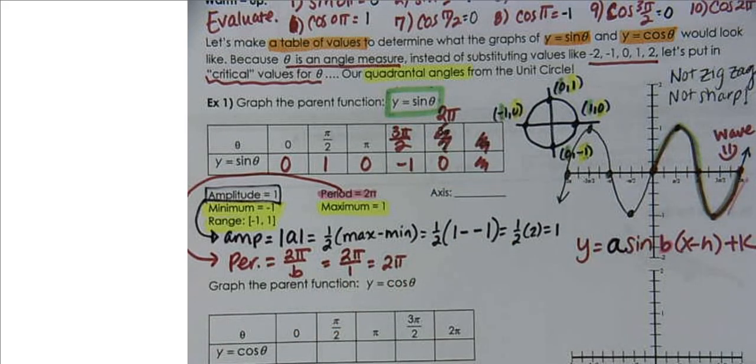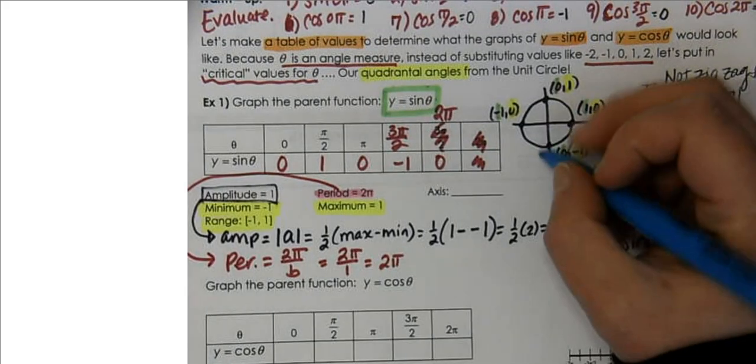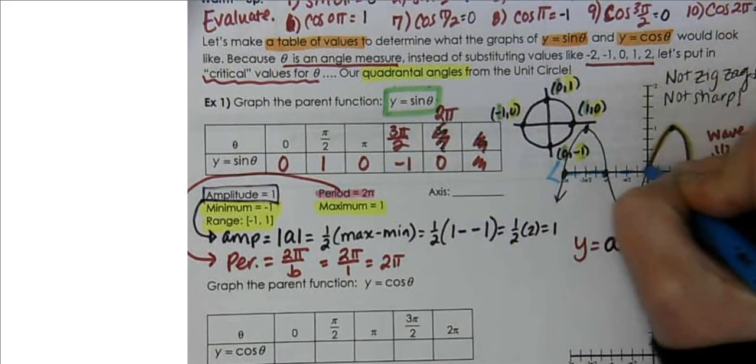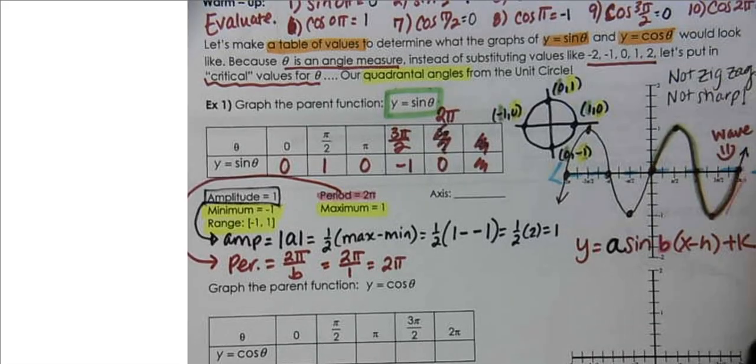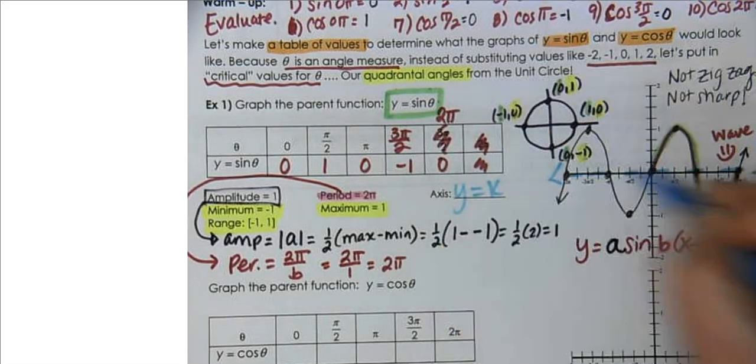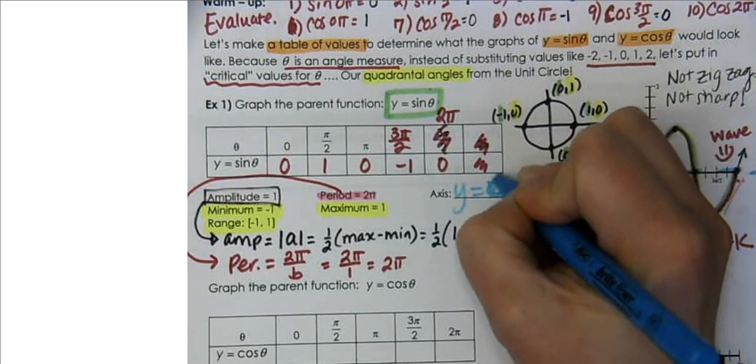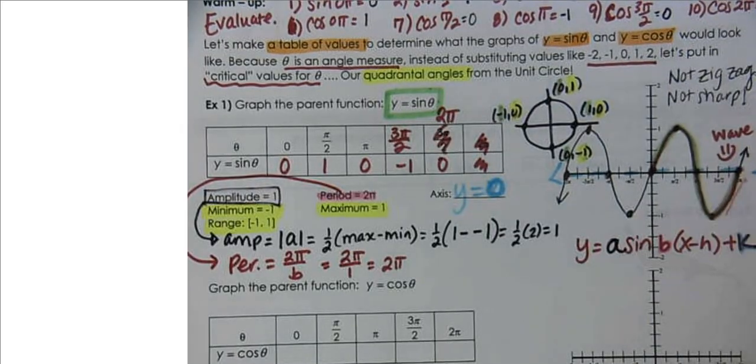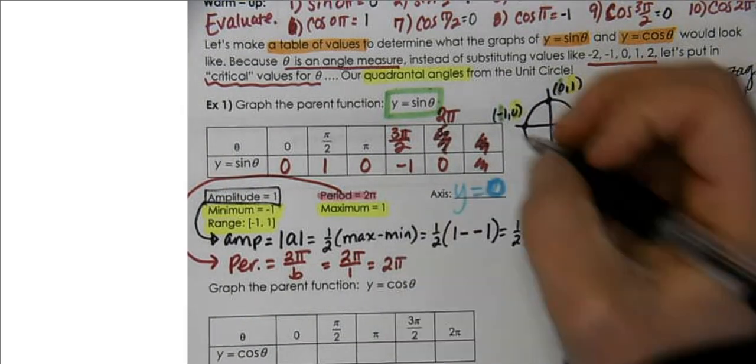The next thing that we have is an axis, and in this case, our axis is going to be a horizontal dashed line located at y equals 0, and it is based on the k value. So it is at y equals 0.